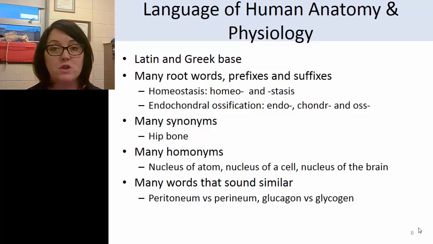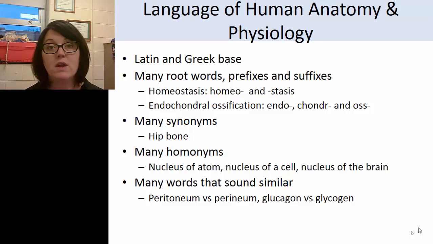Take, for example, the term homeostasis. You might not know what that word means, but if you break it down into homeo and stasis, you might be able to figure it out. Stasis is a word that we use in the English language, and it means to stay or remain. Homeo is also a prefix that we use, and it means same. So put that together, homeostasis means staying the same. And that's really what it means.